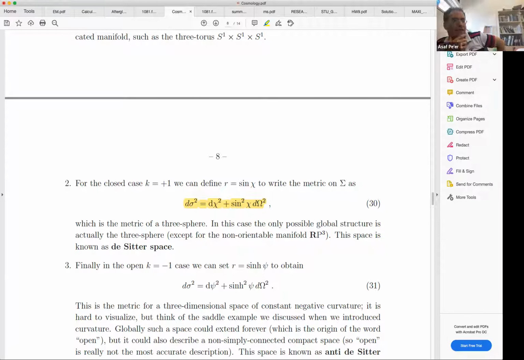Okay, so we have a flat space. We have a closed space, which is called de Sitter space, and we have an open space, which is called anti-de Sitter space.